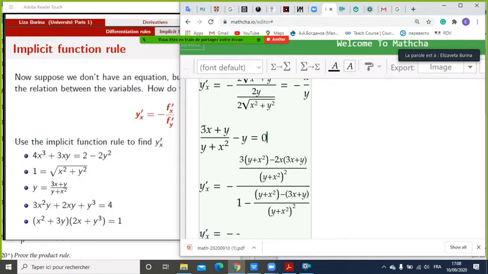Okay, perfect. So that was the first stage, and now we will call this function f of x and y. Perfect. So this is the function. Now what should I do? To get the implicit function derivative, I should take the derivative of this function f with respect to x in the numerator, and then divide it by the derivative of the function f with respect to y in the denominator.